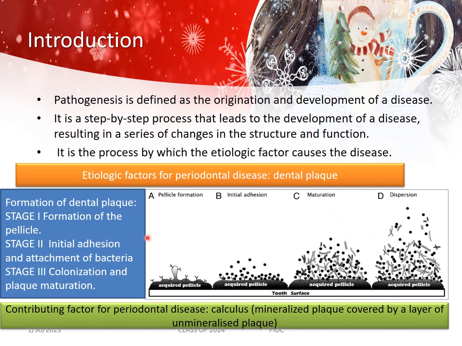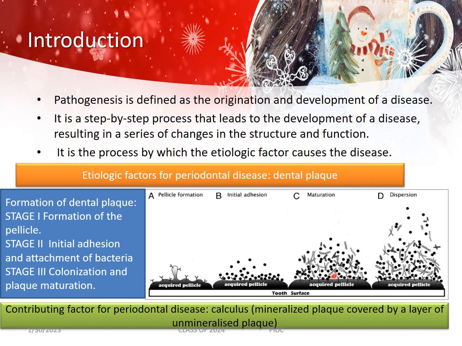Formation of dental plaque occurs through three main stages. First is the formation of an acquired pellicle. So you can see the tooth surface here. So the tooth surface after the first stage, formation of an acquired pellicle. The second stage is the initial adhesion and attachment of the bacteria which are present. After this, the third stage follows, the colonization and plaque maturation. Finally, there is a dispersion.